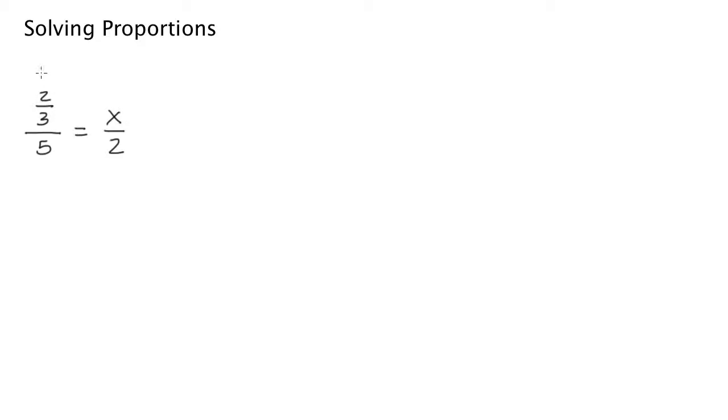One way you can do it is, this fraction right here really looks complicated. So I'm going to write it out. Let's see. This says 2 divided by 3. And then you have this division here. Divide by 5.